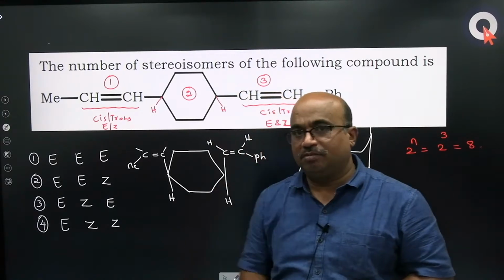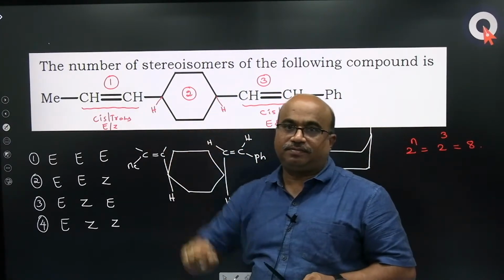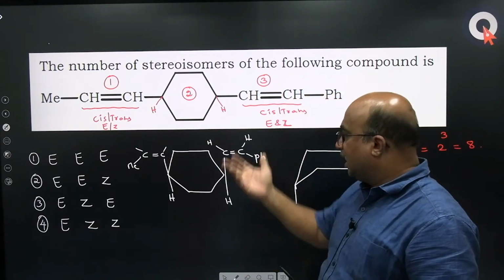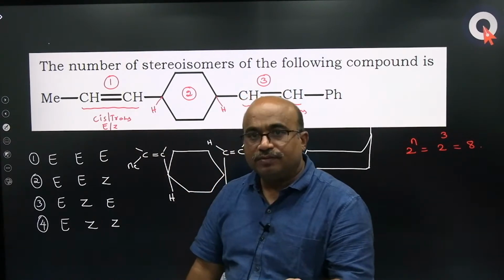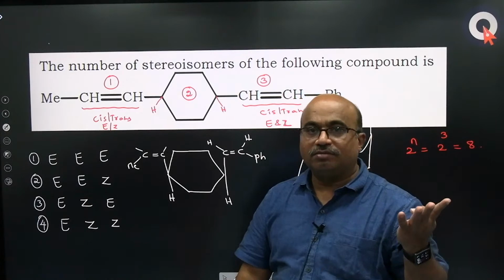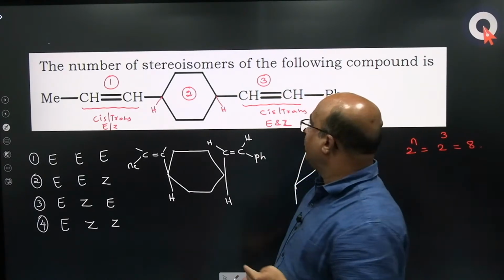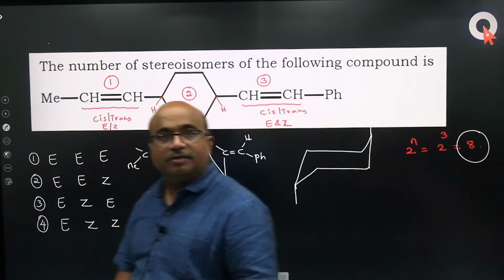If they are the same, if this side you have methyl or this side you have phenyl. But now they are completely different. So we fixed E at 1 and we have written 4. You fix the Z at the 1, you can write another 4. So the total number of isomers will become now 8. Okay.